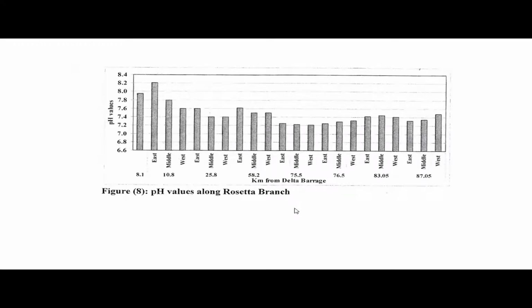This is also another researcher comparing the values of pH along, I think, the Rosetta branch using certain locations in kilometers, and this is a trend with distance. Therefore, we remove the columns and we have three XY scatter lines. Why? Because the distances between the kilometrage are not the same. I cannot use a line graph because the distance between 8.1 and 10.8 is different from the distance between 10.8 and 25.8.